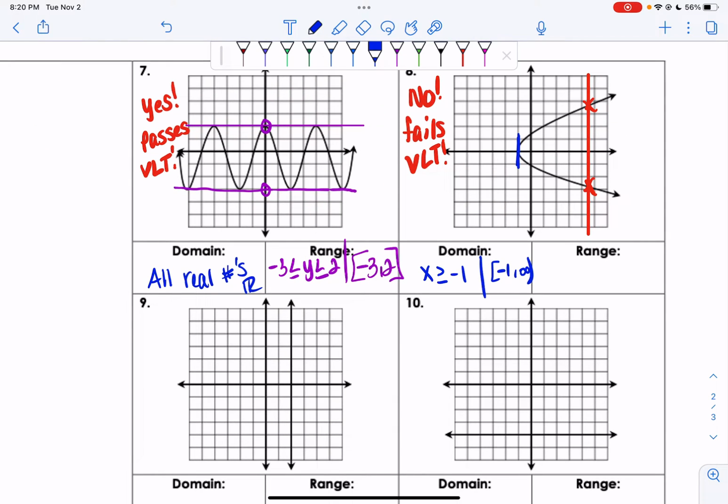My range, though, is going to be all real numbers because I go up and I never end, and I go down and I never end. So I can say that my range is all real numbers.